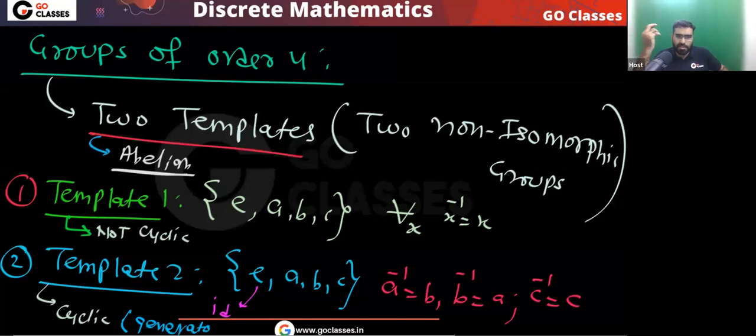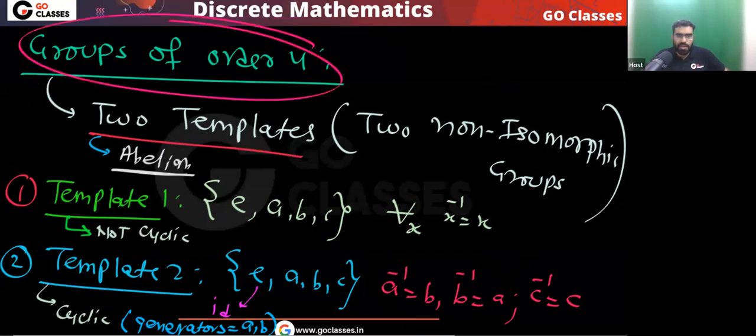What are the generators? The generators are these elements which are inverse of each other. Very simple. These are the generators: A, B. One thing, let me tell you, groups of order 4 are very important.